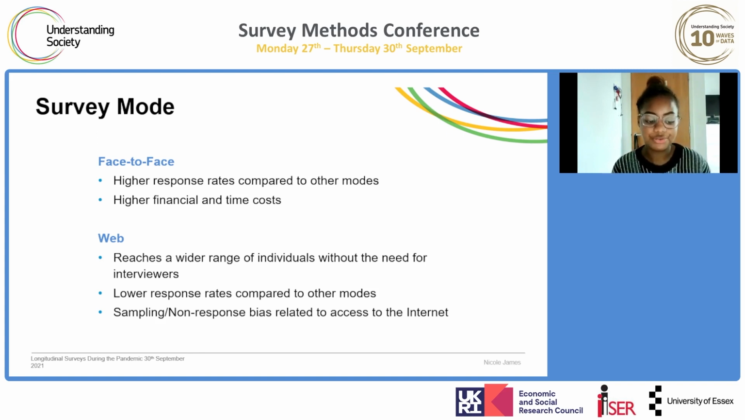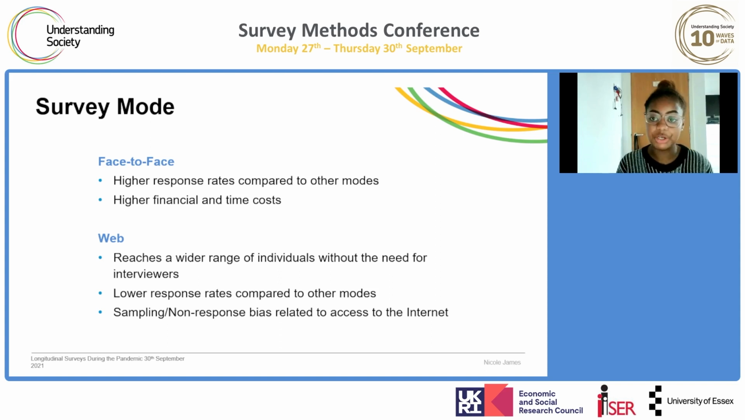So it can be difficult for general population surveys to rely on web only, which is why face-to-face remains dominant and mixed mode approaches are preferred. But also with web mode, sampling and non-response biases related to access to internet play a role. There might be certain groups of people who are less likely to have access to the internet or less likely to be comfortable with using the internet.